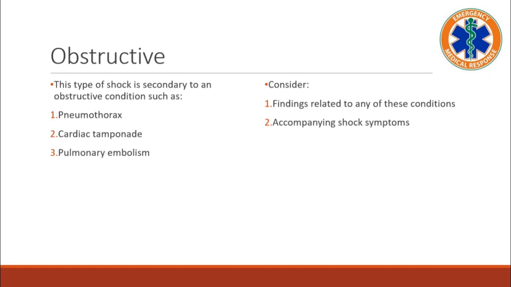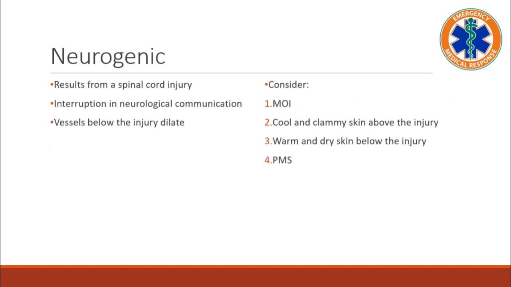For obstructive, this is secondary to some sort of obstructive condition. Some we should be familiar with: pneumothorax, tamponade, or a PE. Again, this is shock secondary to those problems. So if we have any findings related to any of these conditions, we've essentially identified they may have one of these three, then we should be looking for accompanying shock symptoms to see if they are present.